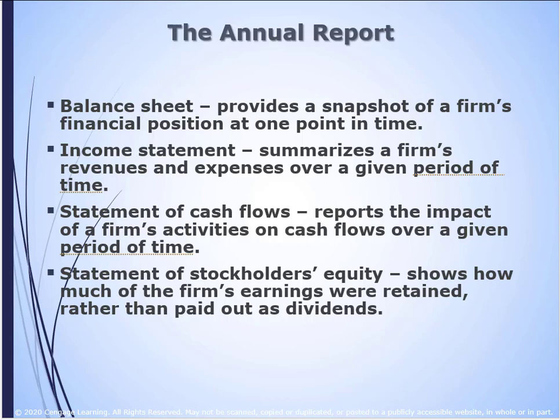There are four basic financial statements. The balance sheet gives us a snapshot of a company's position in time. We'll talk a little bit more detail about what that means, but essentially it shows what the company owns and what the company owes. The income statement looks at a period of time. It's an operational statement. So it looks at what the company has done with respect to revenues and expenses over the previous period.